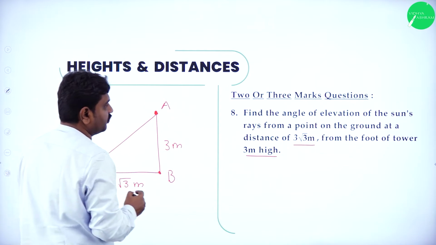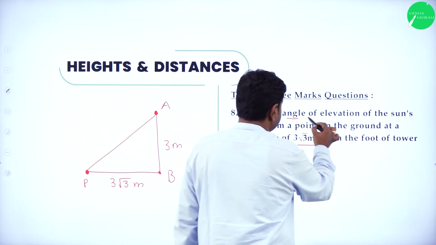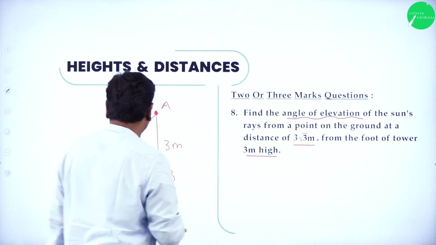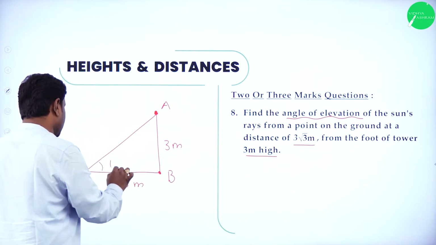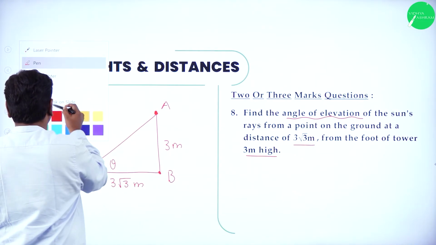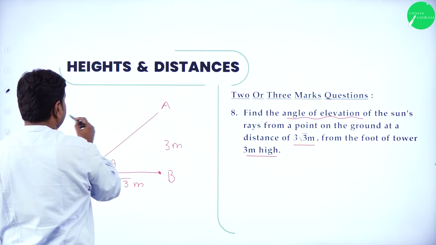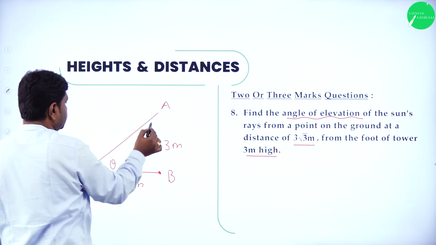What are they asking you to find? Find the angle of elevation. Means they want you to find the angle of elevation. Let me assume theta be the angle of elevation. The Sun's ray produces the angle of elevation theta, that is our assumption.